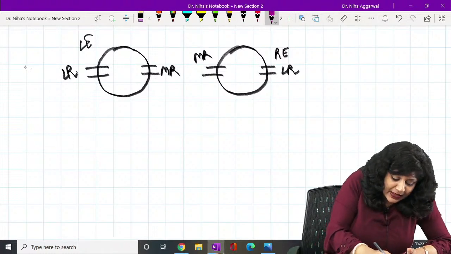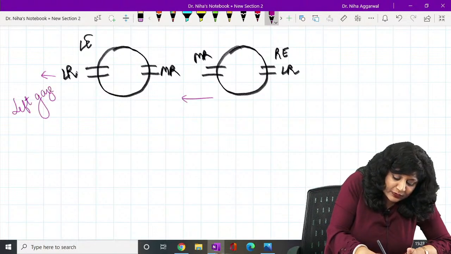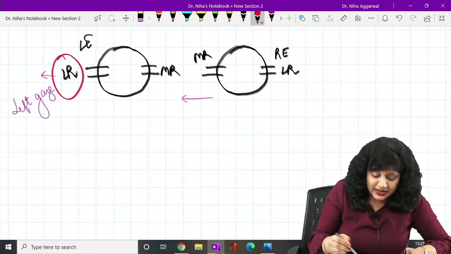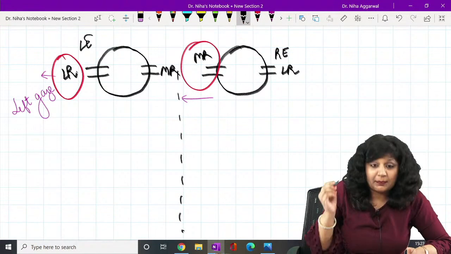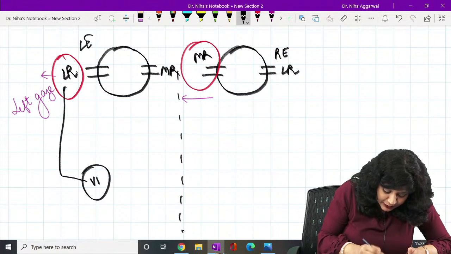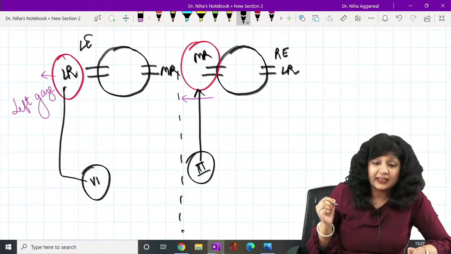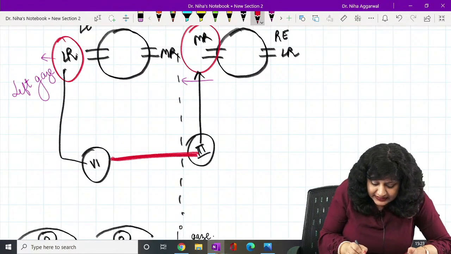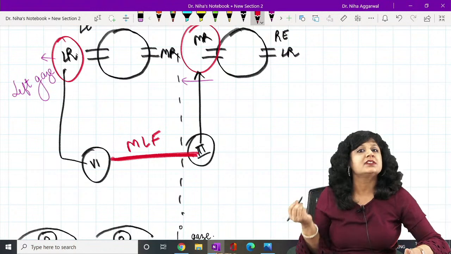Now, I am talking about the left gaze. Here I am concerned with the lateral rectus of the left eye and the medial rectus of the right eye. I will draw a demarcating line here. This lateral rectus is supplied by the sixth nerve nucleus, and this medial rectus is supplied by the third nerve nucleus. This is very clear. The connecting fibers here are called the medial longitudinal fasciculus.